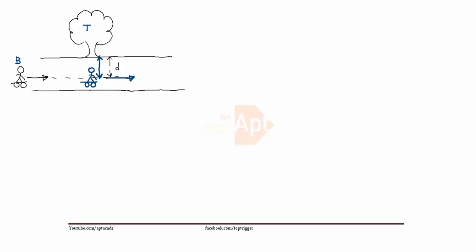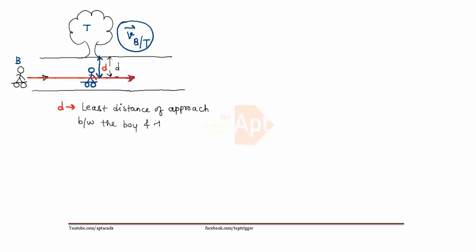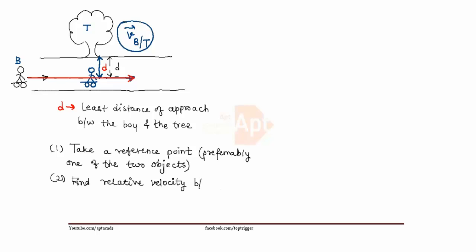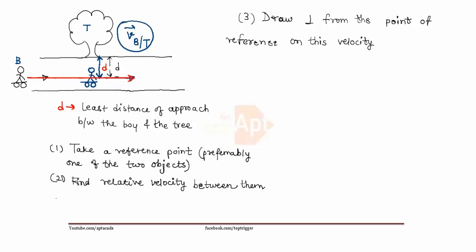So what we have done is, we are looking here at the velocity of the boy with respect to the tree. We drew this vector here, which is visible as this line. Then what we did is, from the reference object we dropped a perpendicular on this line. What is its length? Here it comes out to be D. So this is the way to find the perpendicular distance, the least distance of approach. So D is the least distance of approach between the boy and the tree. So the first thing is, take a reference point, preferably one of the two objects, and find the relative velocity between them. Third, draw a perpendicular from the point of reference on this velocity. This will be the least distance of approach between them.